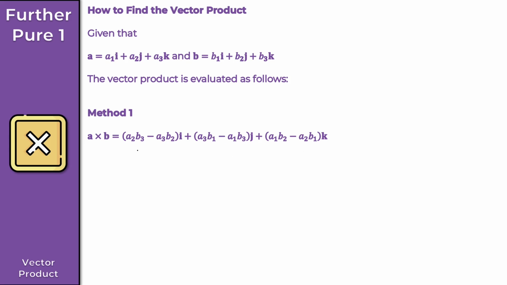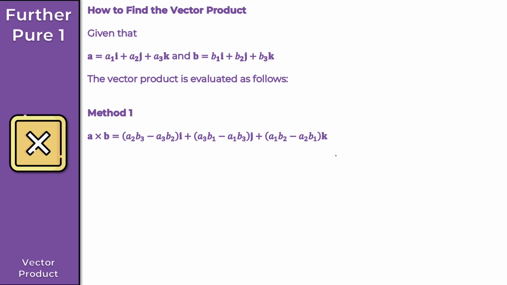So we have A2 times B3 minus A3 times B2, and that's for I here. We then have plus A3 times B1 minus A1 times B3, and that's for J here. And then finally we have plus A1 times B2 minus A2 times B1, and that's for K here.